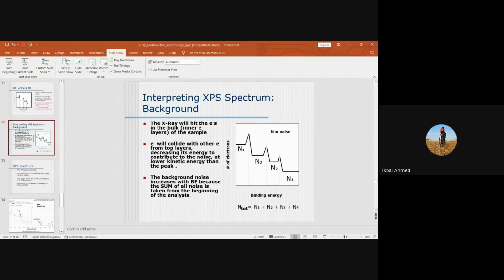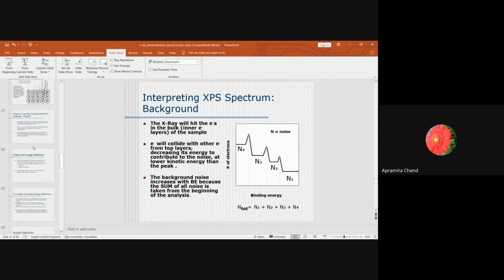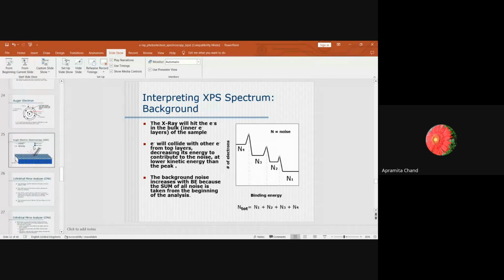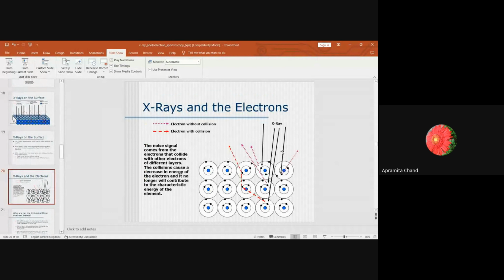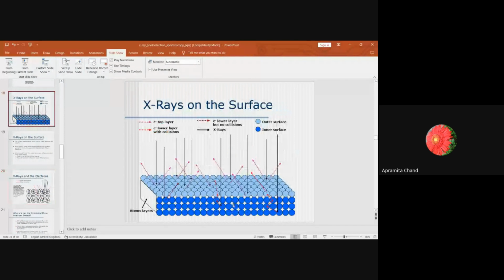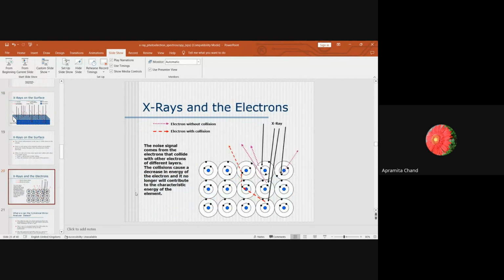Yes, ma'am. Here, we had explained this concept: we are getting a noise signal when the electrons are colliding with other electrons of different layers, because the X-rays are first hitting the inner layers. When these electrons are emitted, they hit the electrons from other layers, so a noise is coming up. That is what they're saying about the background.